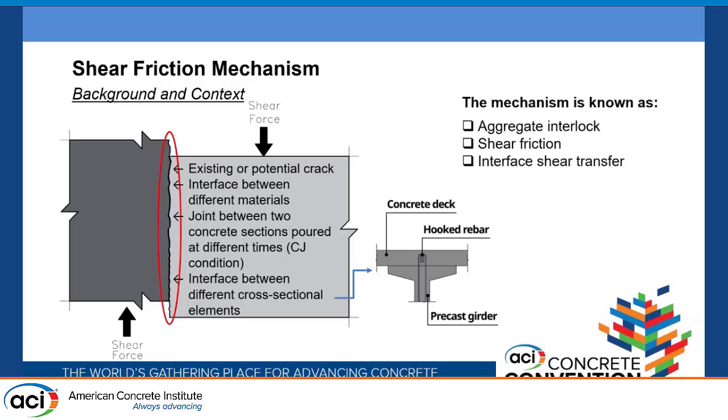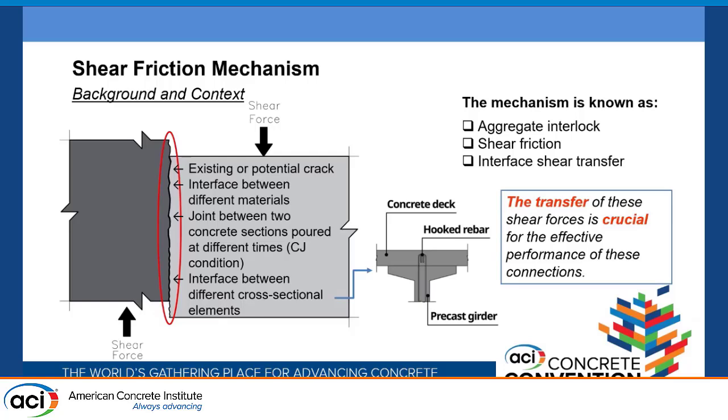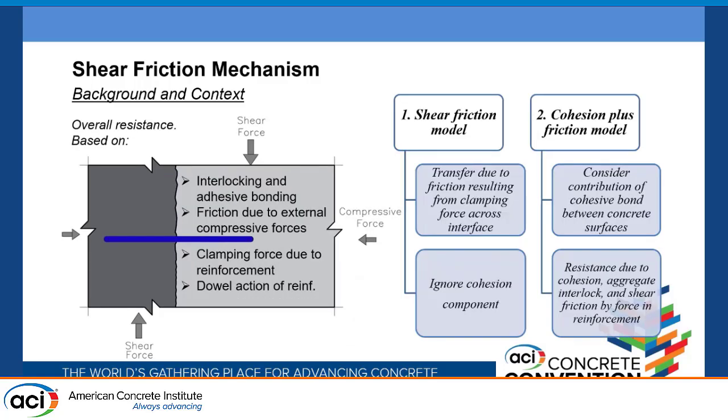So in the literature, this transfer of forces is known as the aggregate interlock mechanism, the shear friction mechanism, or interface shear transfer. And in general, the transfer of these shear forces is crucial for the effective performance of these connections. So the overall resistance of the shear friction mechanism is based on these parameters: the mechanical interlocking and the adhesive bonding, the friction due to external compressive forces, the clamping force due to the reinforcement, and finally the dowel action of reinforcement.